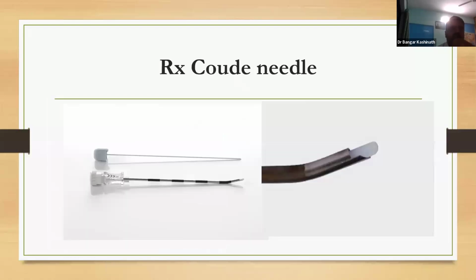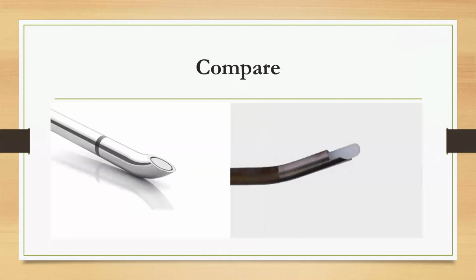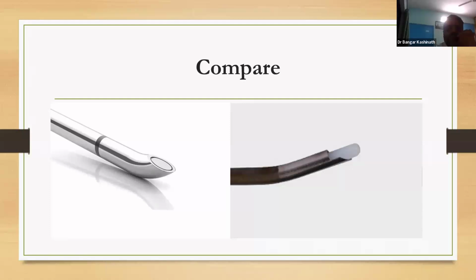Sterilization, pre-sterilized. What is this? RX Coud needle. Where is it used? Anyone? And what is the difference between the Tuohy needle and the RX Coud needle? It is used in caudal neuroplasty procedures. Fantastic. The hub is different in both the needles. See, actually, not the hub, but the patient end. So there is a change at the patient end. Can you see the difference?